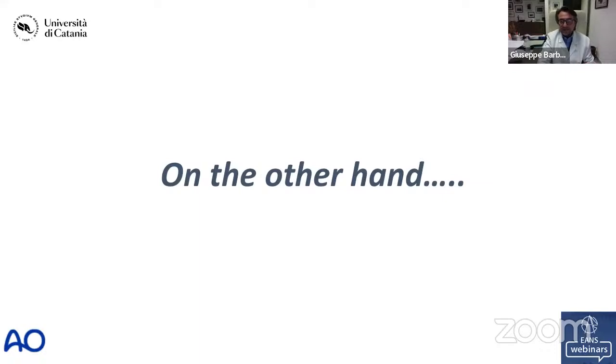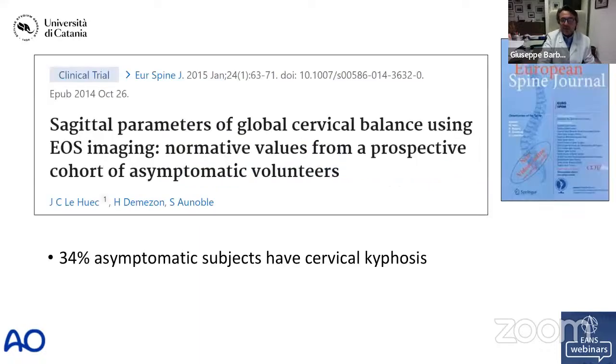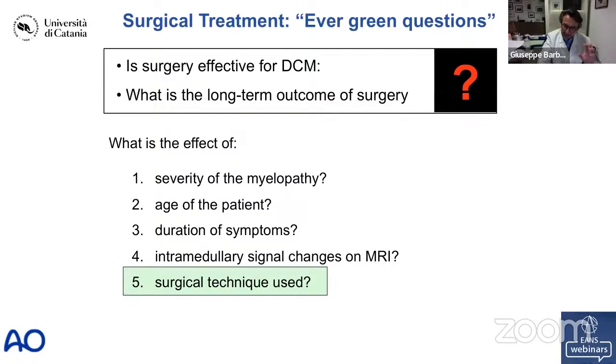On the other hand, look at this paper. This was published in 2015 in France by Jean-Charles Lewec, and he pointed out that one third of asymptomatic patients do have cervical kyphosis. So again, it seems confusing data, but I think we should be very careful when we are dealing with a patient showing deformity. And then we move towards what I call the evergreen questions.